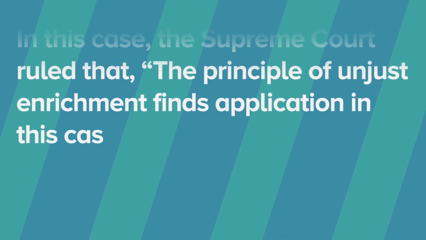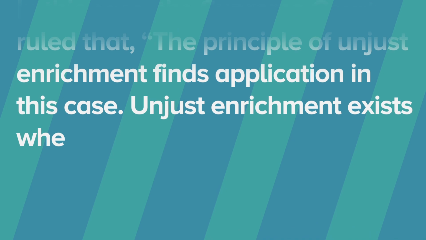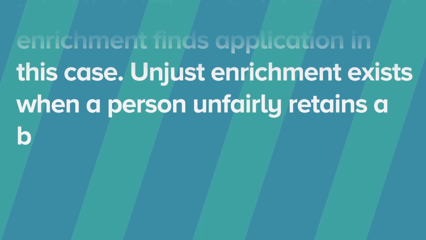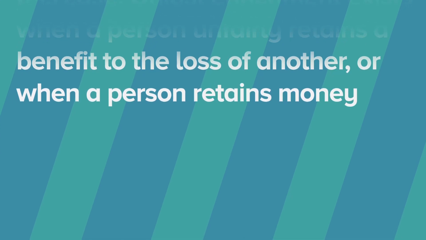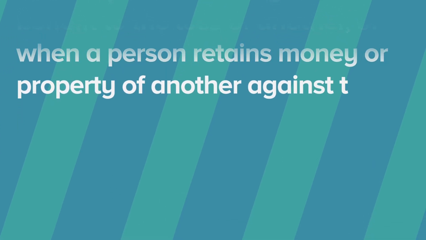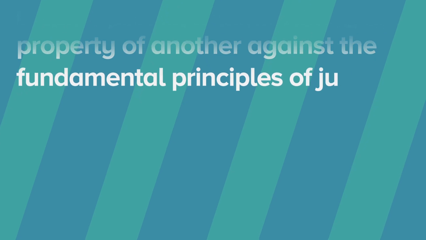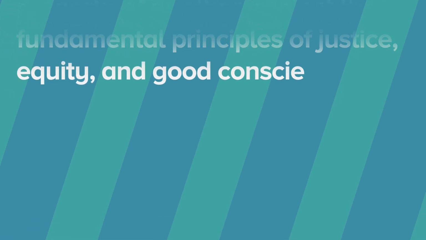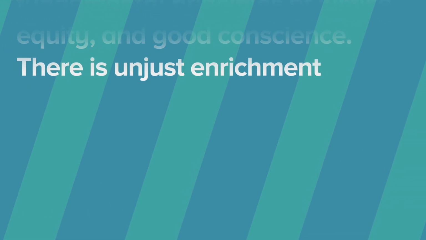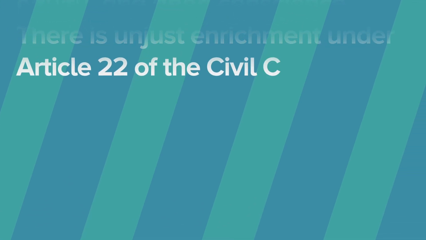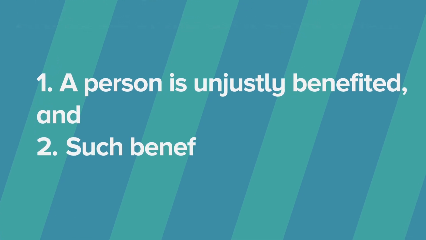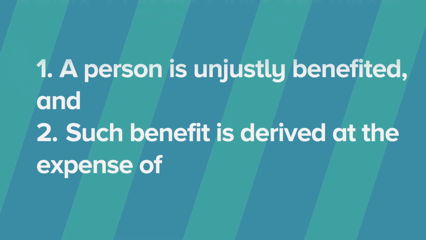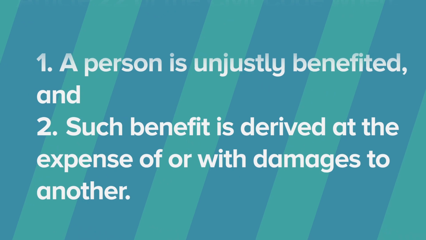Unjust enrichment exists when a person unfairly retains a benefit to the loss of another, or when a person retains money or property of another against the fundamental principles of justice, equity, and good conscience. There is unjust enrichment under Article 22 of the Civil Code when 1. A person is unjustly benefited, and 2. Such benefit is derived at the expense of or with damages to another.